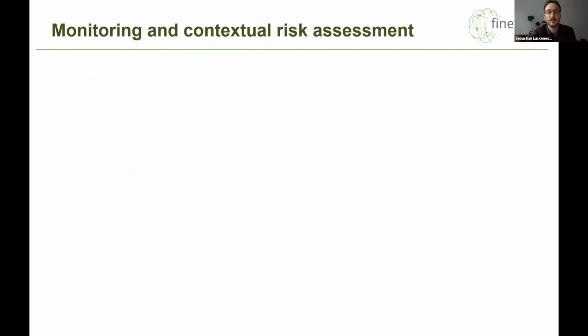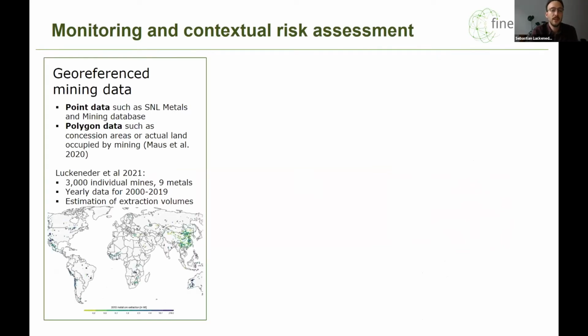Starting with the monitoring and contextual risk assessment. The first thing we worked a lot on was to create and compile a lot of geo-referenced data. We were referring to point data, so the exact coordinates of mines and other information on that, as well as polygon data such as concession areas or actual land that is occupied by mining. And I think Victor will, in his talk, give a bit more information on that. Then, for example, we worked on one pilot study where we used information on 3,000 individual mines and 9 different metal ores and compiled a data set with yearly information for the past 2 decades, where we even estimated the actual extraction volumes per mine.